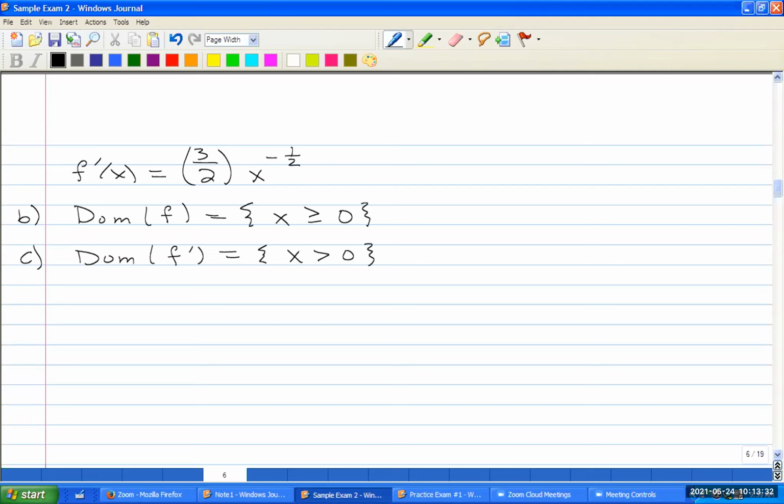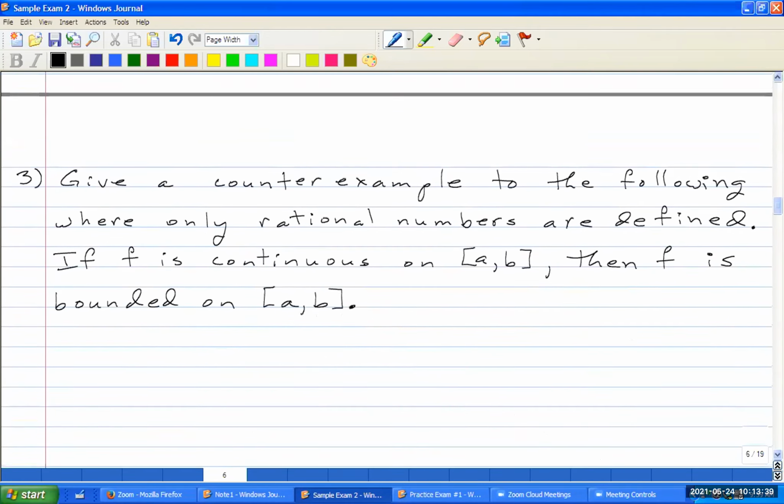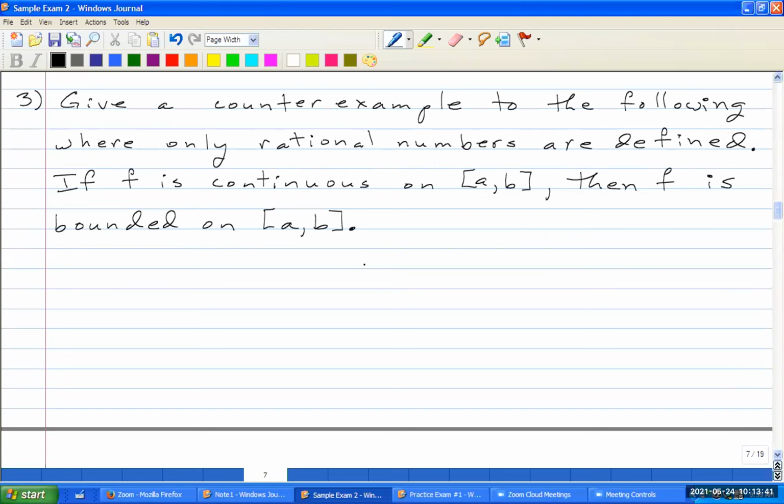Okay. Any questions about this? Okay. Let me do problem number 3. Give a counterexample to the following where only rational numbers are defined. If f is continuous on the closed interval AB, then f is bounded on the closed interval AB.